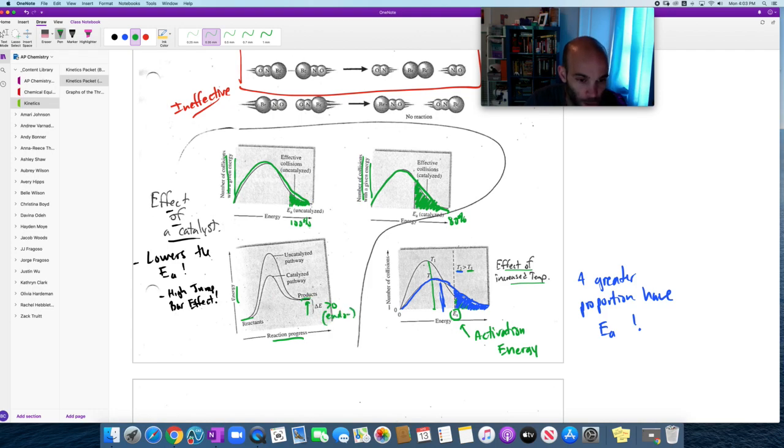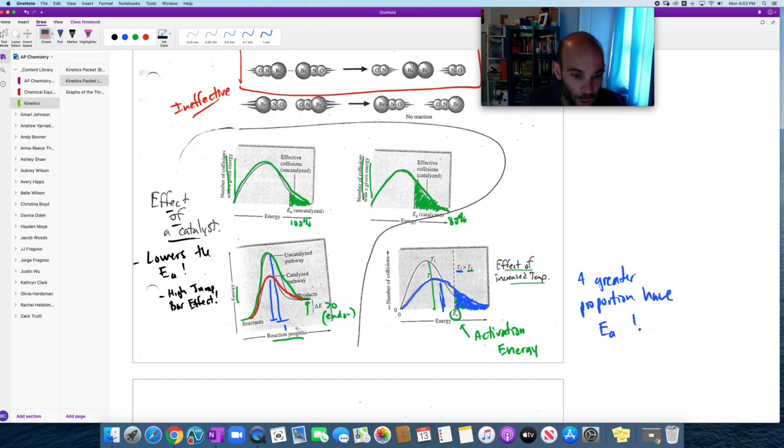But the first curve is the uncatalyzed pathway. So you can see that there's a really high activation energy. So this one in blue here is the activation energy. Now on the catalyzed pathway, on the catalyzed one, there is a much lower activation energy. Okay, so this one right here, significantly lower.